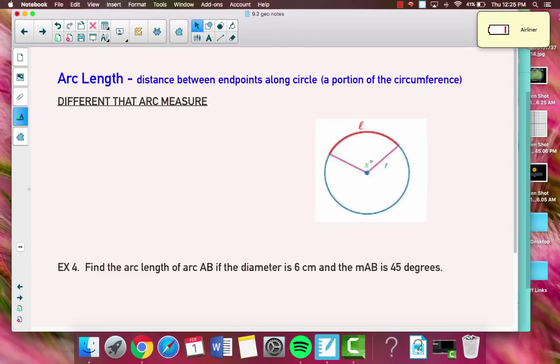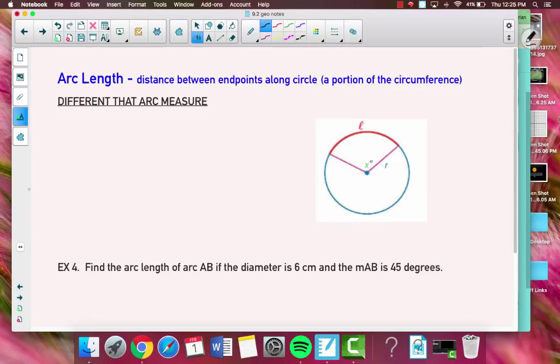Last thing that we want to talk about is the arc length formula. Now, arc length is different than arc measure, and it is very important that you know the difference between the two. An arc length is the distance between the endpoints along the circle. I've got this nice picture here that I would definitely draw in your notes. Notice for arc length, we use a cursive L to represent it.